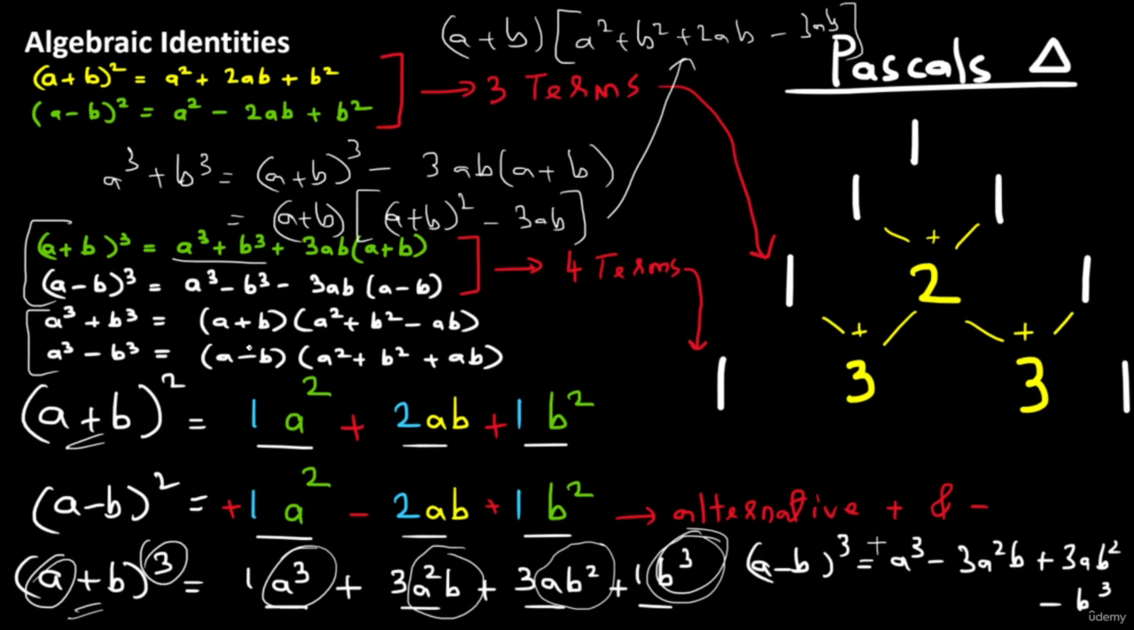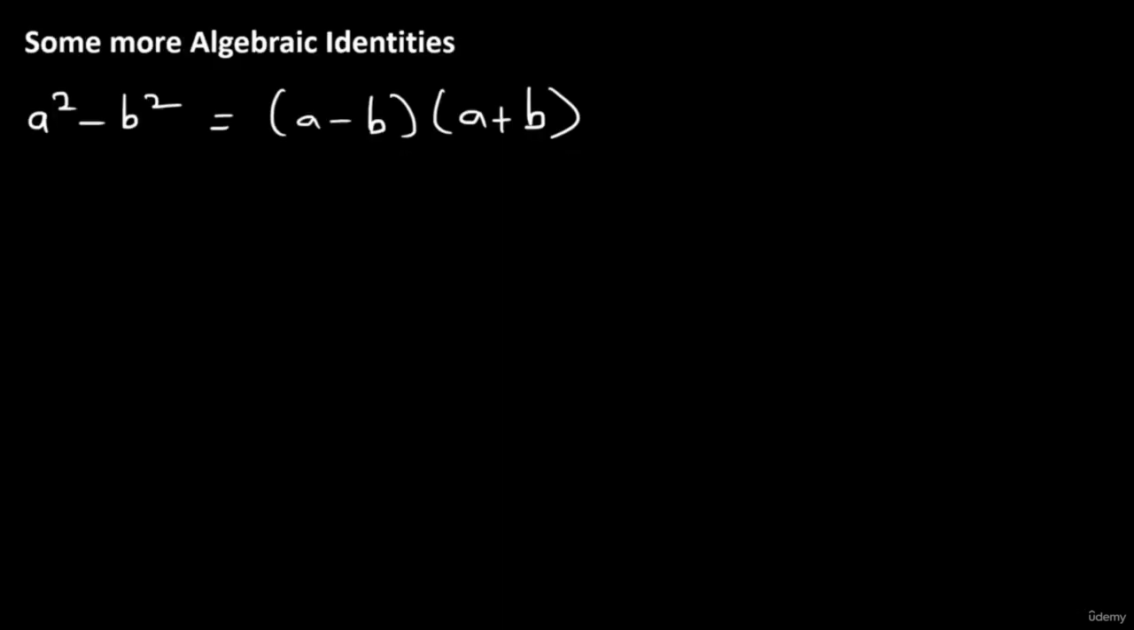So that gives me (a plus b) into (a square plus b square minus ab), which is this equation over here. Similarly, a cube minus b cube will be (a minus b) into (a square plus b square plus ab). Now if you just put your mind to it, you can easily learn these by heart. It's helpful to know this and have them ready at your fingertips.